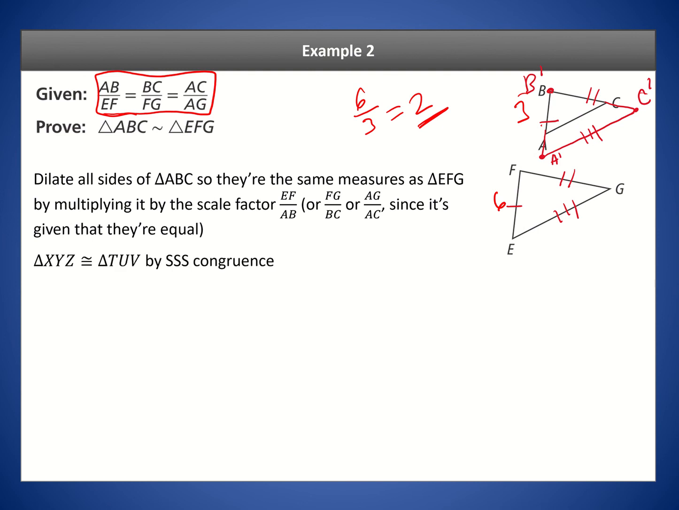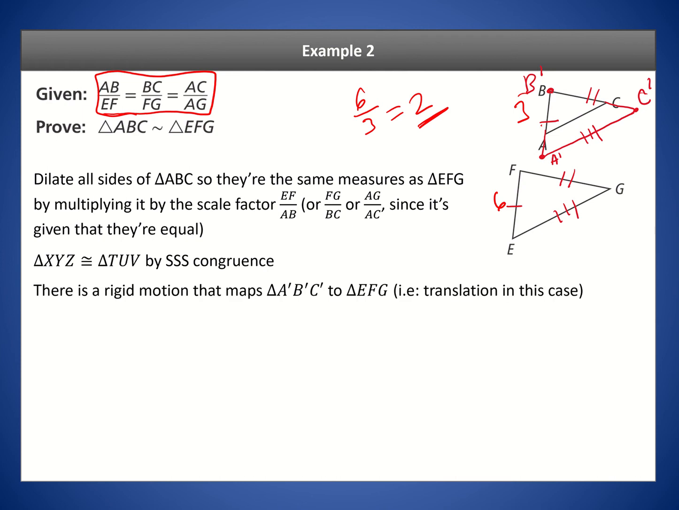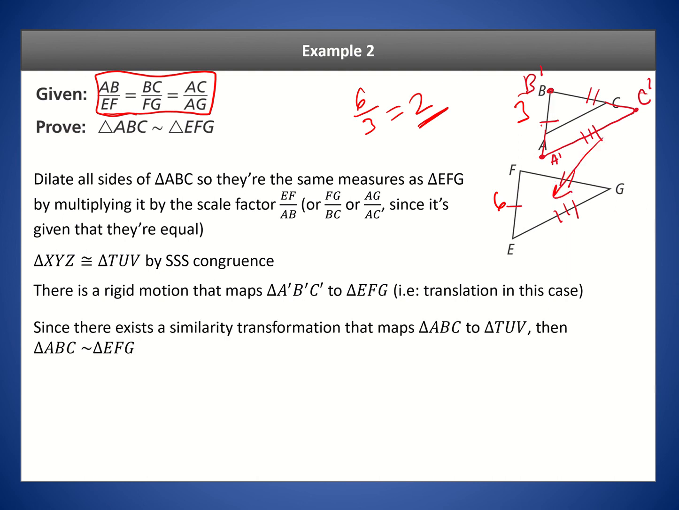So by SSS, they are congruent, side, side, side, which means that there is a rigid motion to get from one to the other. The rigid motion is pretty easy in this case. You just have to translate it so that they overlap. Now, because there exists a rigid motion as well as a dilation transformation to get from one to the other, that means that we have a similarity transformation on our hands. And because there exists one, that means the triangles must be similar. And that's the end of the proof.